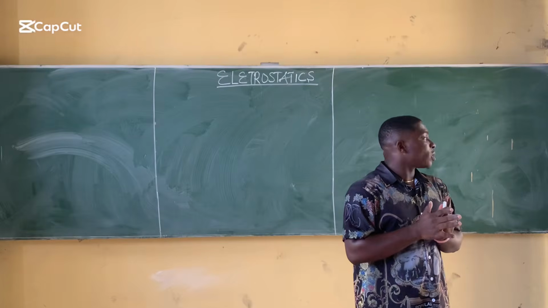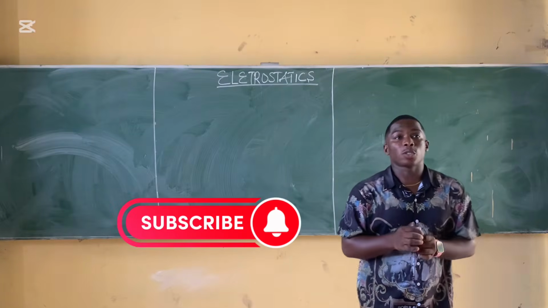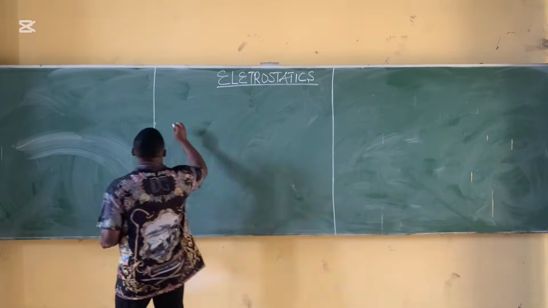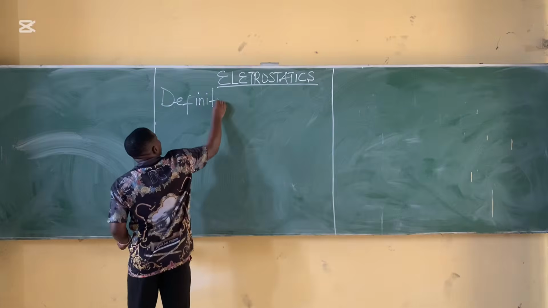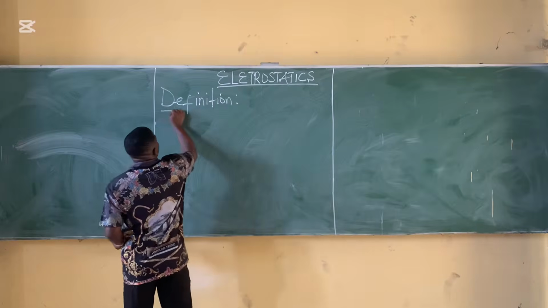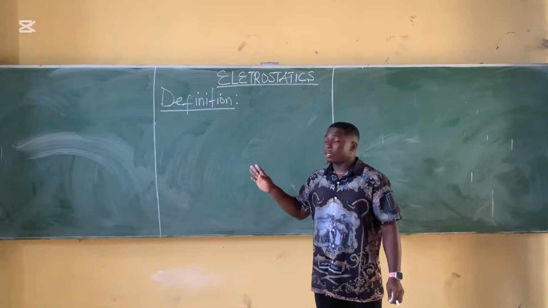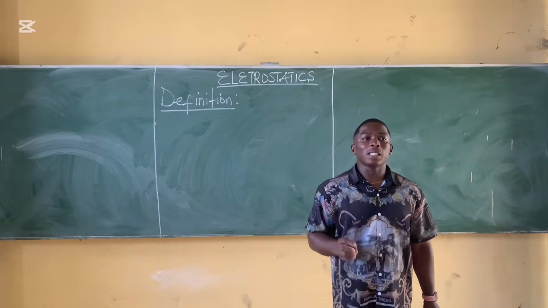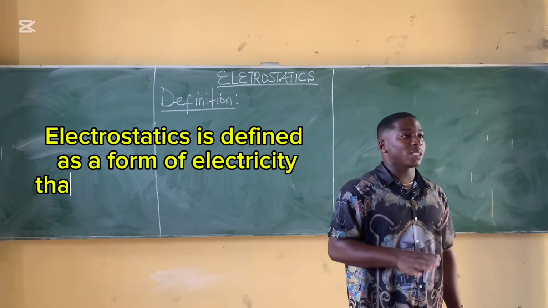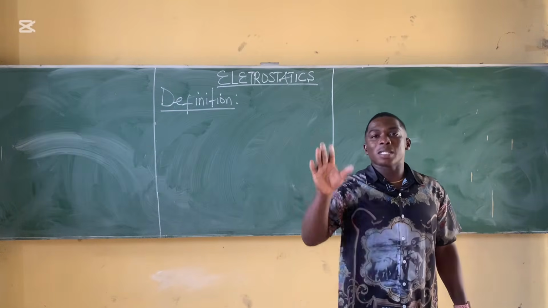This class, we start with the definition of electrostatics. So, what is electrostatics? Electrostatics is defined as a form of electricity that is stationary.